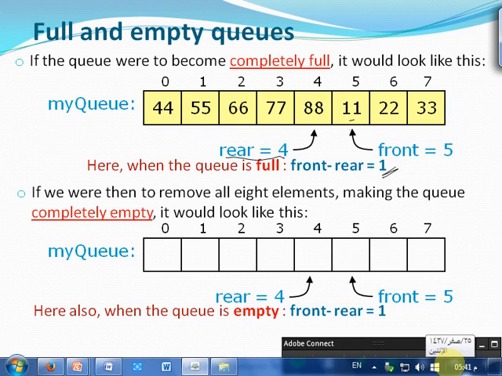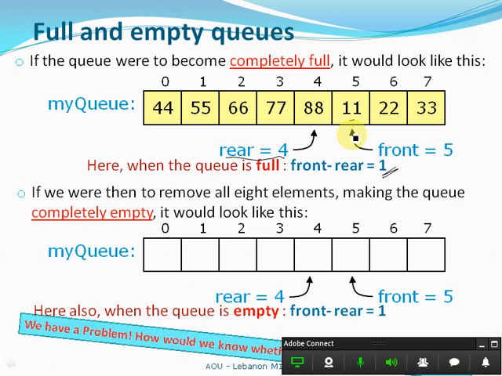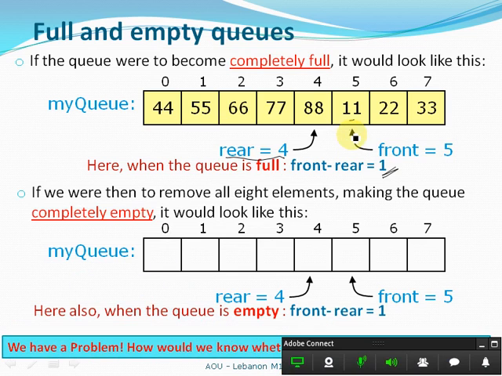If we are then to remove all the 8 elements, making the queue completely empty, it would look something like this. If you remove all the elements, you go on moving the front until it reaches again over here, and after removing this 88 it will move here. So empty will remain also 1.